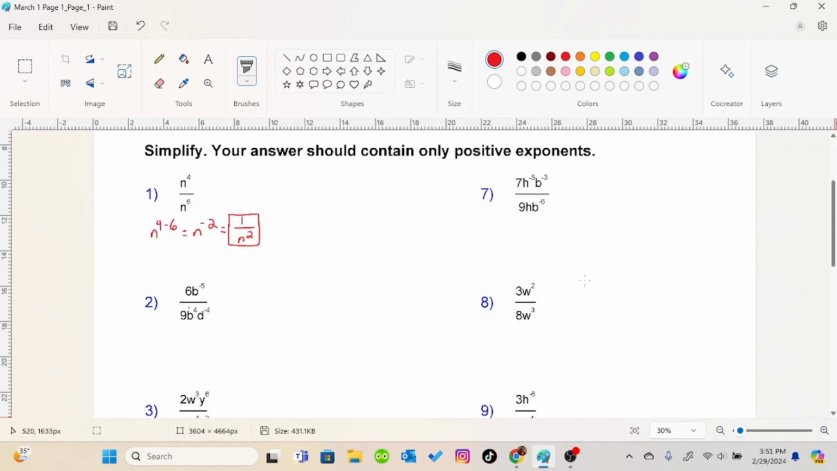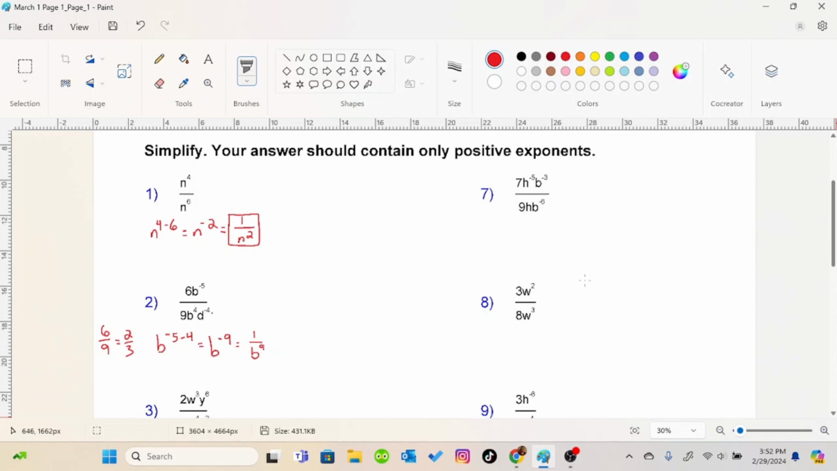Number 2, we're going to look at the 6 and the 9 by themselves. So 6 divided by 9 equals 2/3. Then we're going to look at b by itself. We have negative 5 on top minus 4 on the bottom. Negative 5 minus 4 is negative 9. And if we want this to be a positive exponent, we're going to turn it into 1 over b to the 9th.